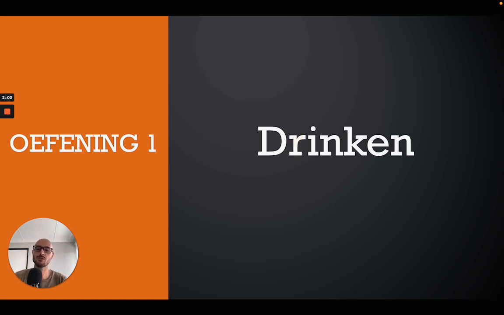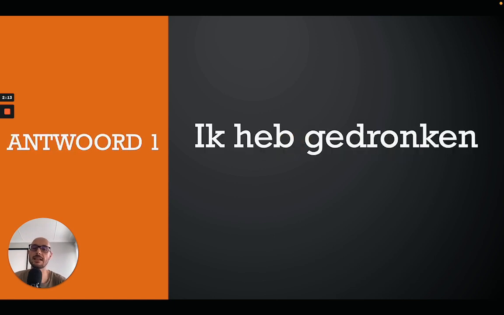So the first one we'll do together. The first one is drinken. Drinken means to drink. So now you have to say I have drunk. How do you say that in Dutch? Well, the correct answer is ik heb gedronken. So this is basically what we're looking for. You'll see the verb and then you'll have to put it in the first form of the perfectum.